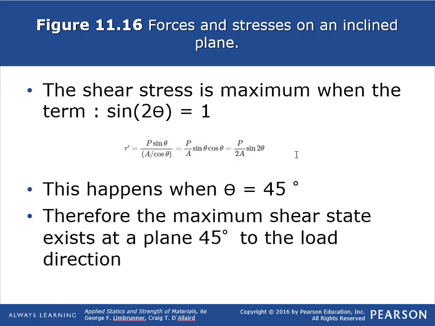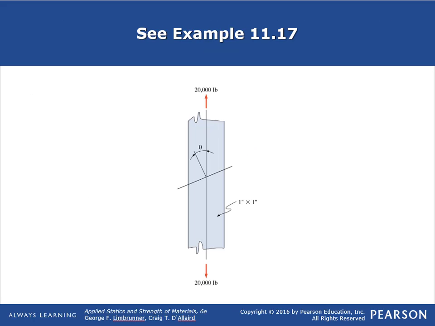If we look at the shear stress formula, we have this term sine 2 theta. This shear stress equation is going to give you a maximum shear stress when sine 2 theta equals 1. That happens to be when theta equals 45 degrees. Therefore, the maximum shear stress exists at a plane 45 degrees to the load direction. Then we're going to go over examples 11 and 17 in the examples problem.